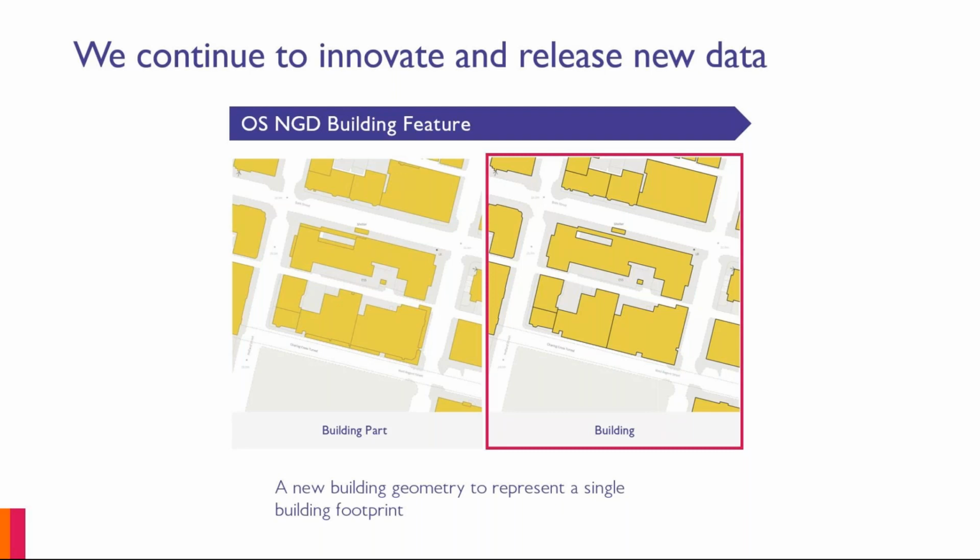I've already mentioned land use and address, for example, but I'm just going to mention some specific ones relating to the buildings theme and some of the critical use cases that might be important to yourselves as social housing providers. So firstly, I'm going to talk about building features, and this is a new building polygon geometry to represent a single building footprint, which will also be the main feature type which will deliver the additional attribution enhancements I'm going to mention in a moment.